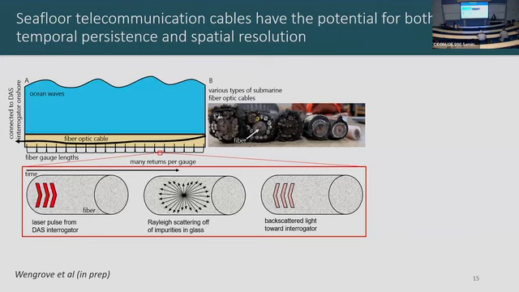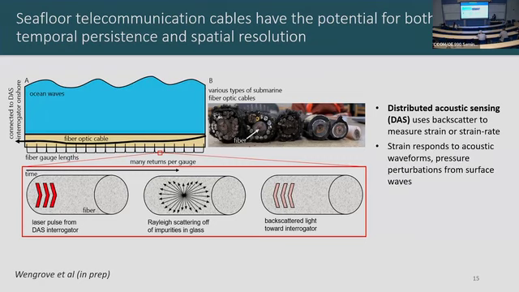It sends a laser into the fiber, which is scattered off impurities in the glass throughout the fiber optic cable, and those are backscattered towards the interrogator. And so it's using that backscatter to measure the strain or strain rate, depending on the instrument that you're using. And that strain of the fiber along the whole length of the fiber is responding to different acoustic waveforms and also pressure perturbations, such as from surface waves.